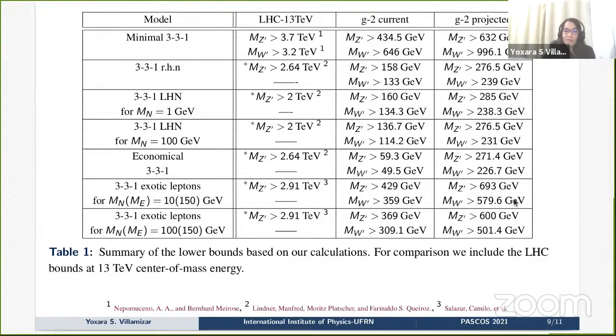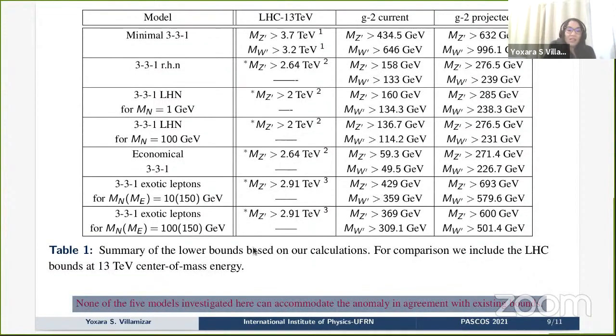but the masses are smaller than the lower bounds from the LHC. In this way, none of the five models investigated here can accommodate the g-2, taking into account the bounds from collider physics.